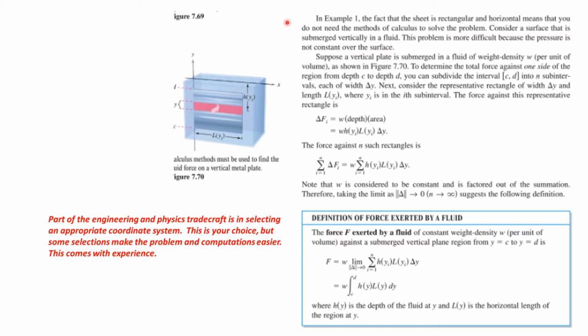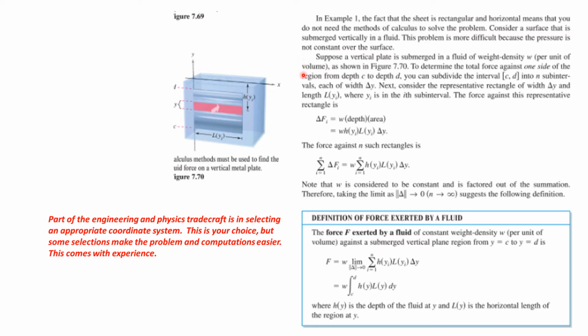In example 1, the fact that the sheet is rectangular and horizontal means you do not need the methods of calculus to solve the problem. All we were doing was multiplying a bunch of numbers. But now we're going to consider a surface that is submerged vertically in the fluid. Now you see the bottom of this is at a different depth than the top, and so we're going to have to use calculus to do this problem, and this is the kind of problem I'm probably going to ask you. This problem is more difficult because the pressure is not constant over the surface.